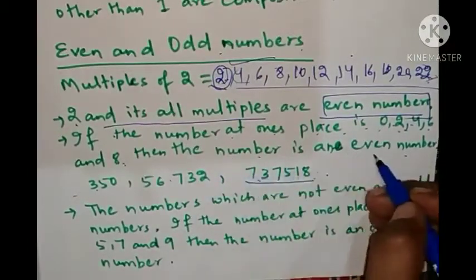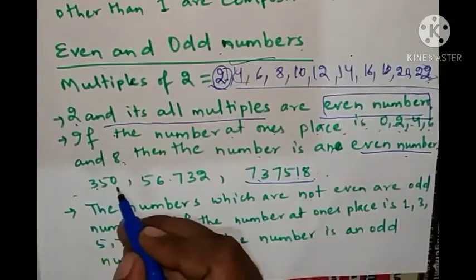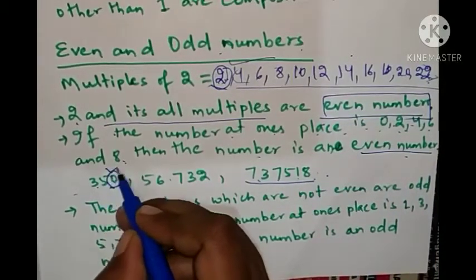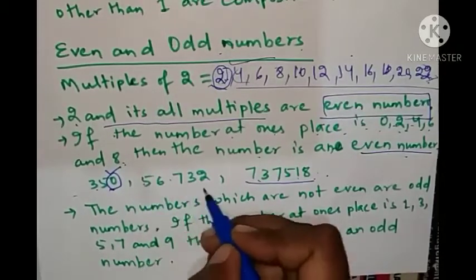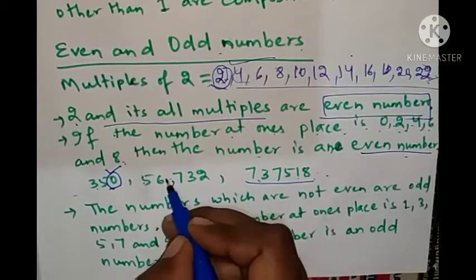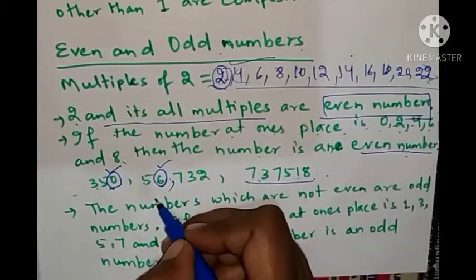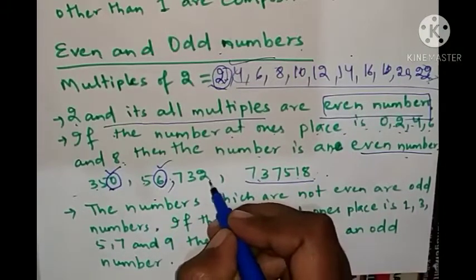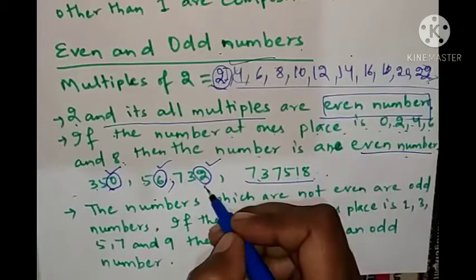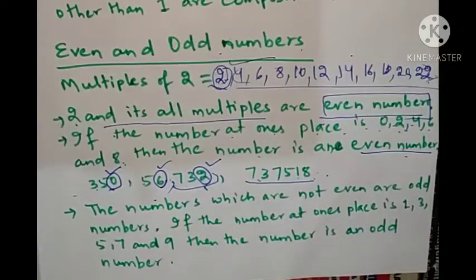We can say that it is an even number. Let's find out here. It is given 350. Look at one's place. What is there? 0. That's why it is an even number. Here it is 56. In one's place what are you finding? 6. That's why it is an even number. Here look, in one's place what is there? 2. That's why this 732 is an even number.